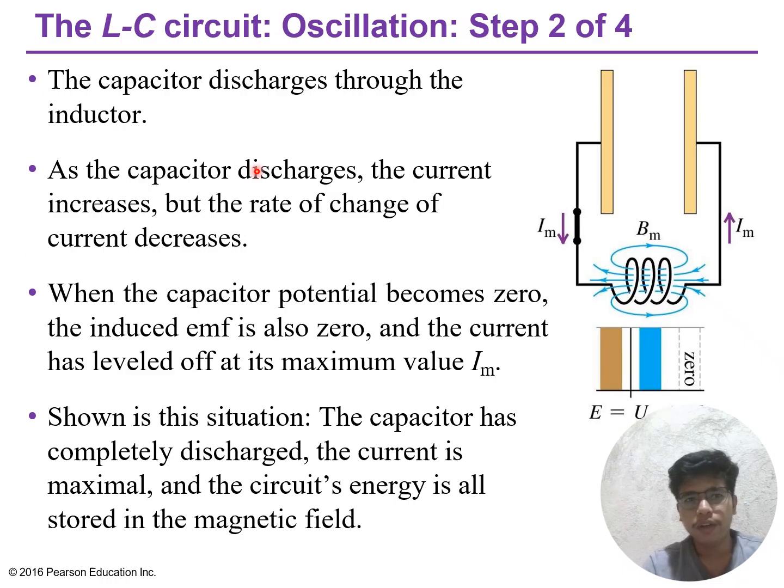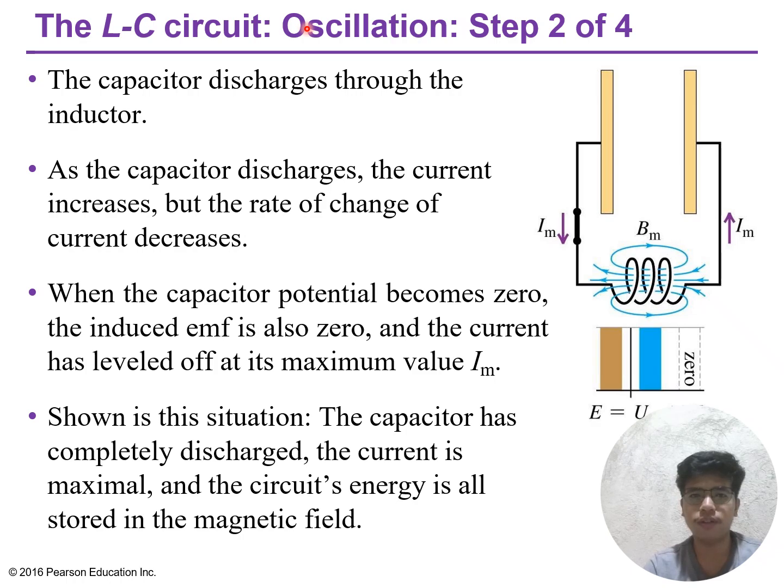Then for step 2, the capacitor discharges through the inductor. Charges flow from the positive plate through the coil to the negative plate, creating a current I that builds up from zero. As the capacitor empties and its voltage drops, the current's rate of increase slows because less voltage drives it. The inductor builds a strong magnetic field B inside the coil, storing energy as the current grows.